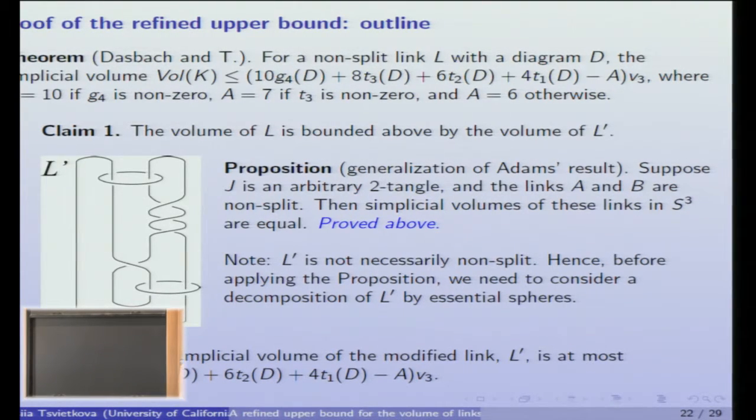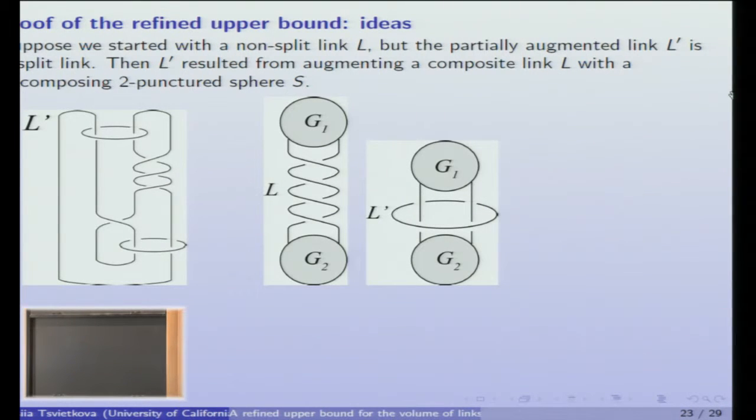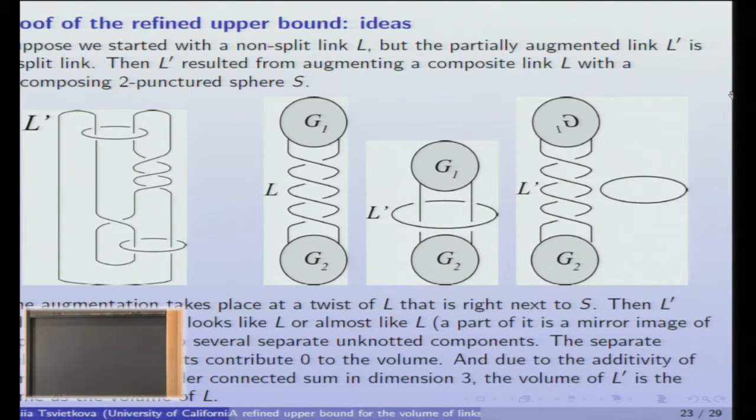After that, you can get to claim two. Suppose your initial link was non-split, however the partially augmented link is split. The only scenario when this happens is when you started with a composite link. You substituted a twist by a crossing circle, and you got something split. However, it splits into links that look either the same as L or almost the same. Once you twist it, you might get a mirror image and a few unknotted crossing circles. So you just use additivity of the simplicial volume under knot sum to say that the volume will be the same, even if it's now a split link.